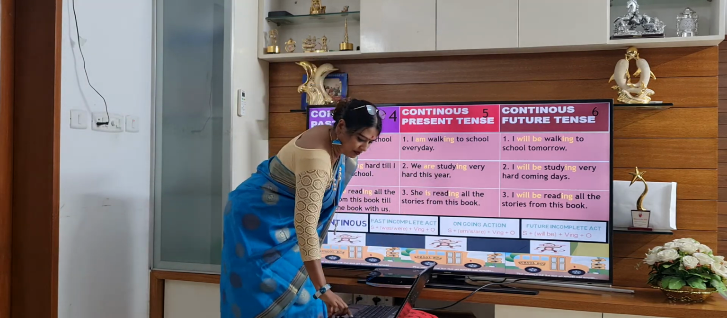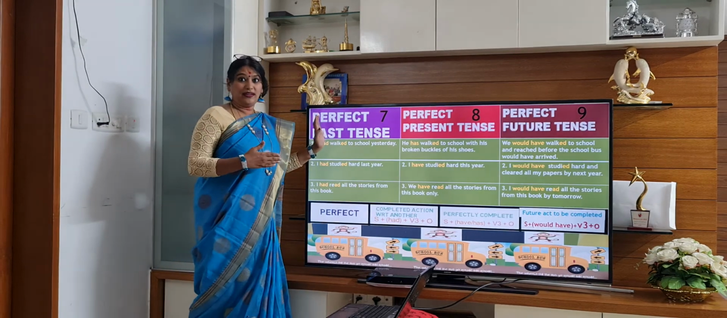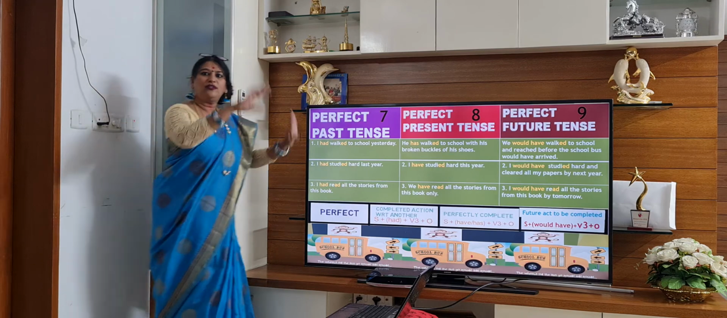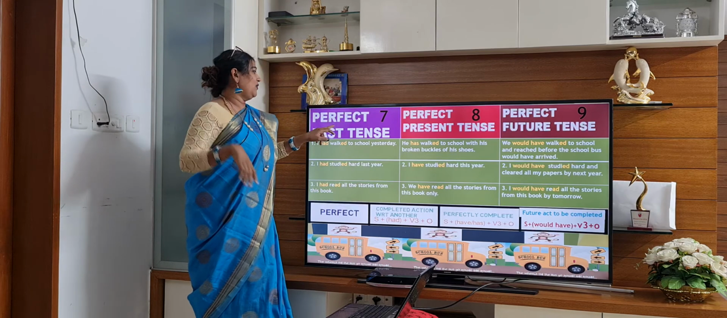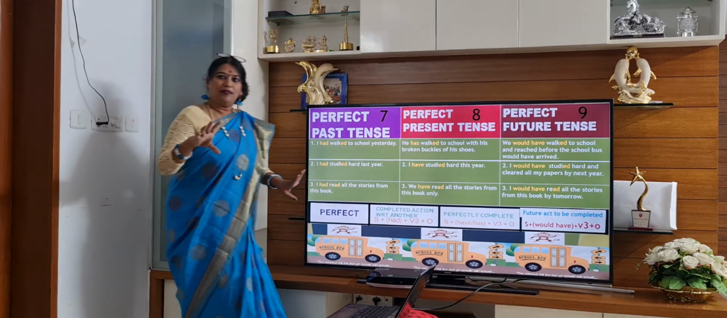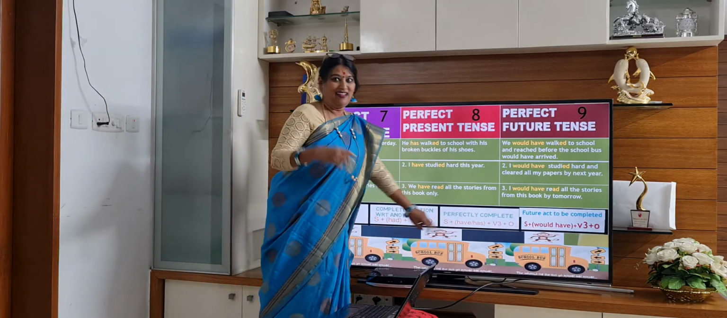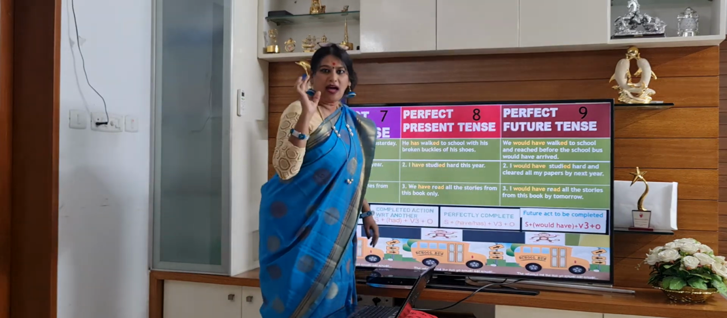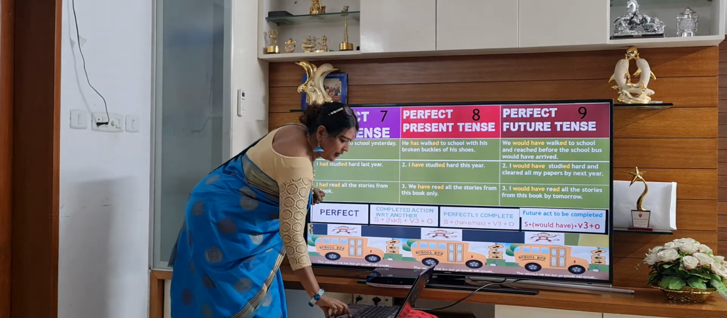Okay. Again, third wheel. This is the third wheel here. Third wheel is perfect. All three forms will be V3 only. Perfect tense. V3 only will come. Okay, only what you have to remember is had, and then have, has, and would have. That's it. Got it? Got it, dear?